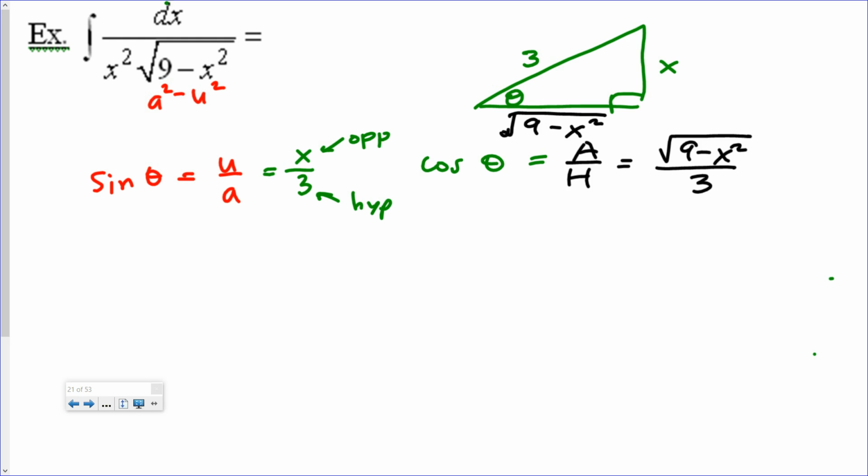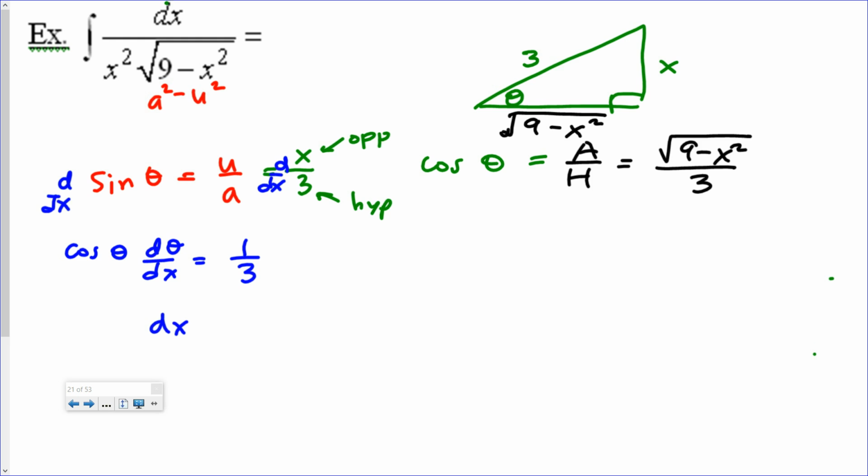On the left side, you're going to come back and take the derivative of both sides. So I'm going to take the derivative of sine theta and the derivative of x over 3. The derivative of sine theta is cosine theta d theta dx. The derivative of x over 3 is 1 over 3 dx dx. And basically what I'm going to do is use substitution, but it's really theta substitution.